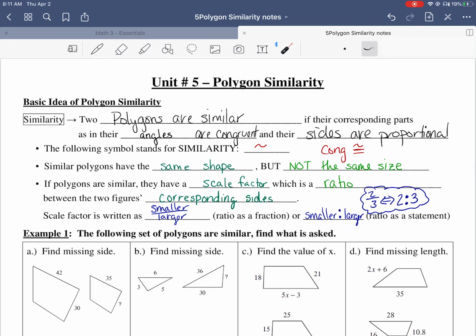If polygons are similar, they have a scale factor, which is the ratio between the two figures' corresponding sides. So we need to figure out what sides are in the same spot, and we're going to compare them. Scale factor is always written as the smaller over the larger as a fraction, or it might be written as a smaller, colon, larger. So that's if it's written as a statement. Notice this example right here. It says 2/3 is the same thing as 2 to 3.